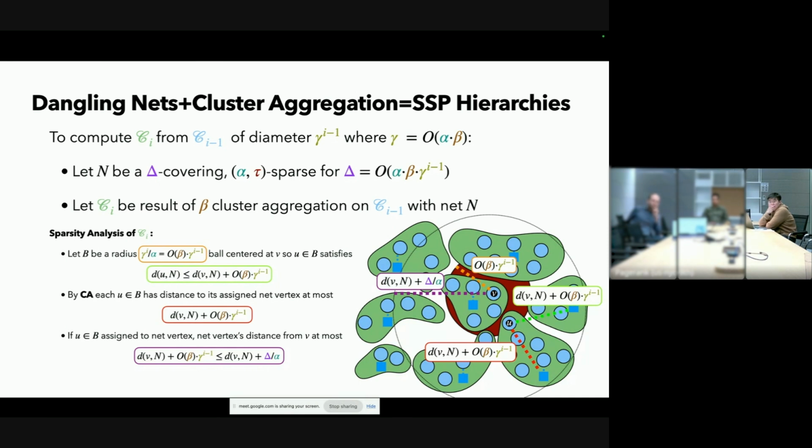And this is, again, just how I chose the parameters. But now all we have to do is say that this is exactly the radius around which we know that there are not that many net vertices. Namely, these dangling nets guarantee that the number of net vertices in this zone of nearbyness is at most tau, which tells us there are at most tau parts that intersect that ball. Okay, the pain is over.